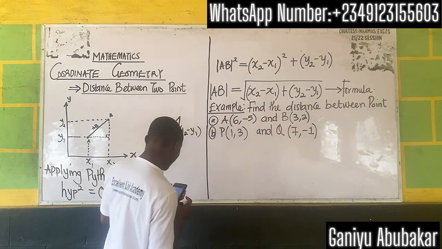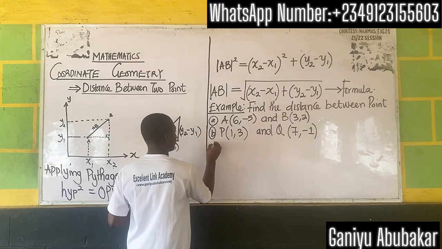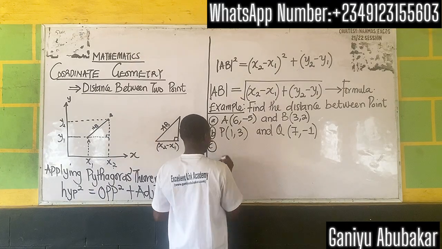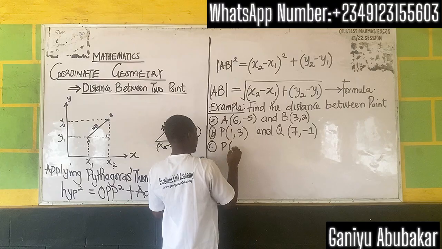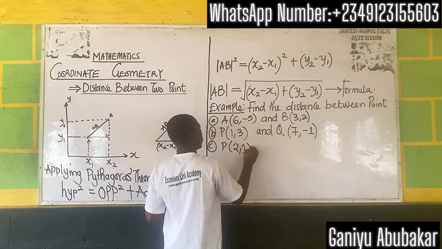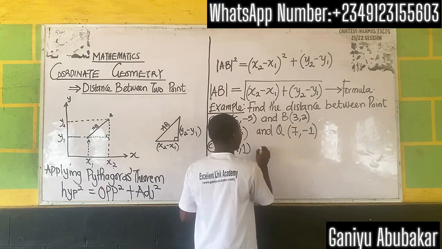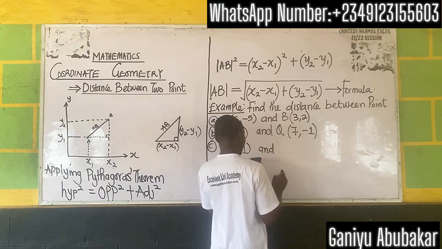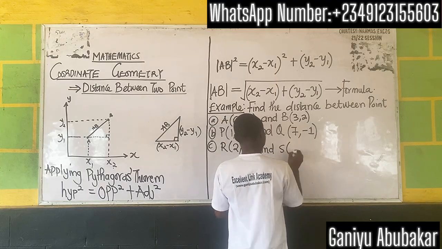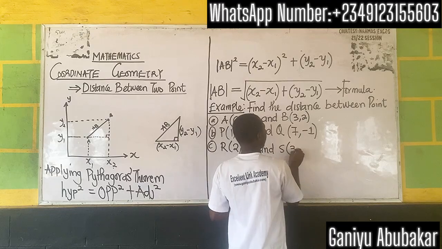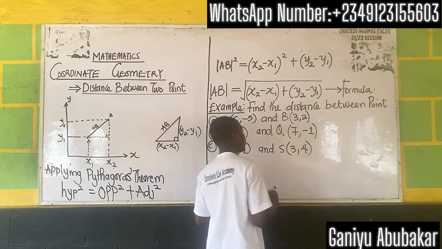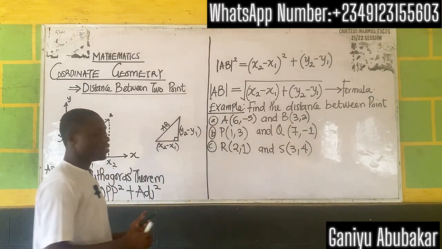All right, next up, question C. It says point P is 2, 1. Let's use another letter. Let me use R, and S is given as 3, 4. All right, let's get this done.